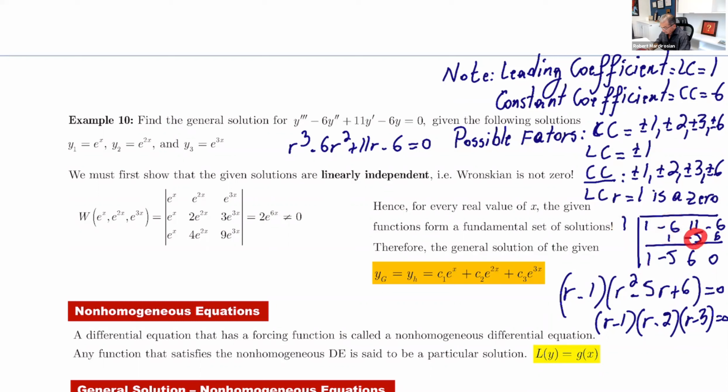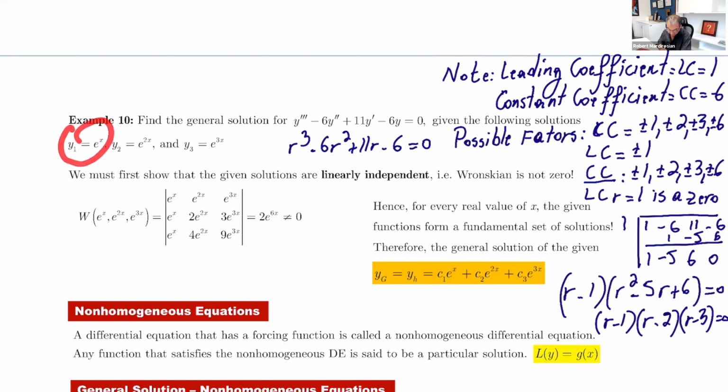1 times -5 is -5. So you get 6 here. 1 times 6 is 6. So you get 0. The remainder is 0. Therefore, r minus 1 is a factor. What's left are the coefficients of that expression. So it's r squared minus 5r plus 6. Again, you can factor that, and this is easy to solve. The solutions that you get are 1, 2, and 3.